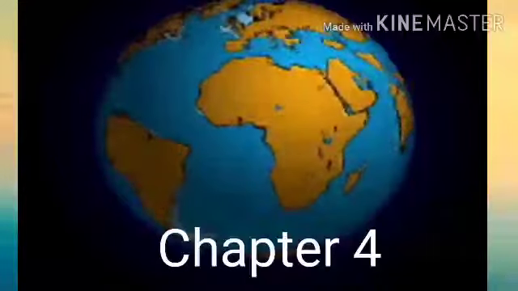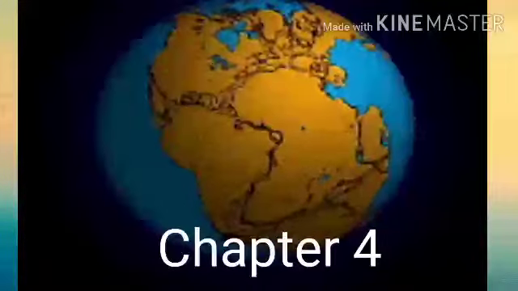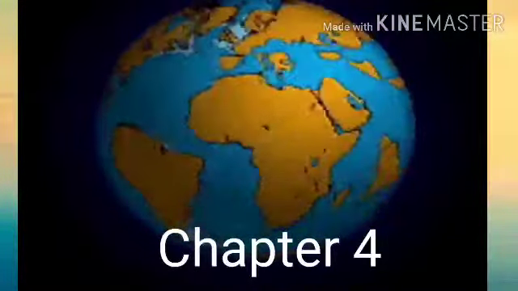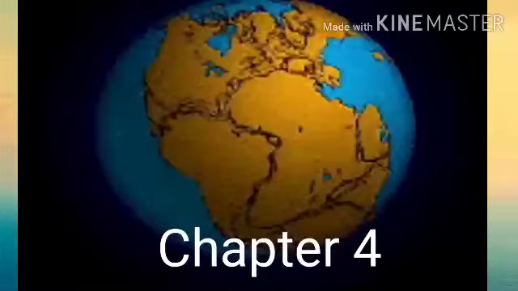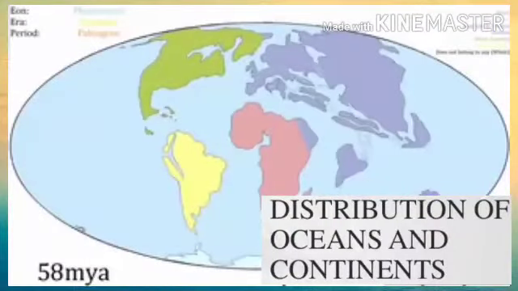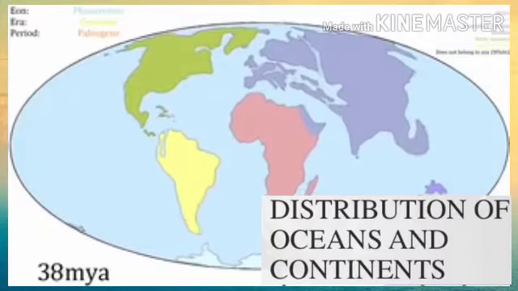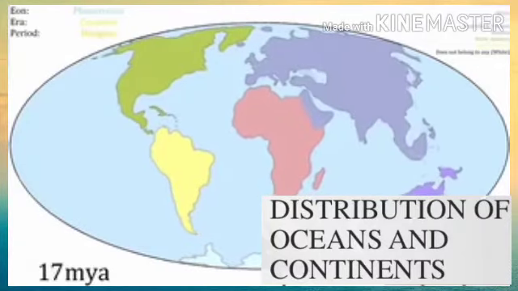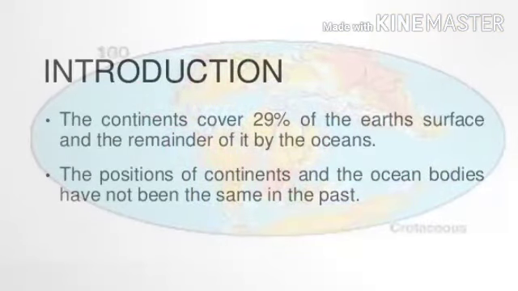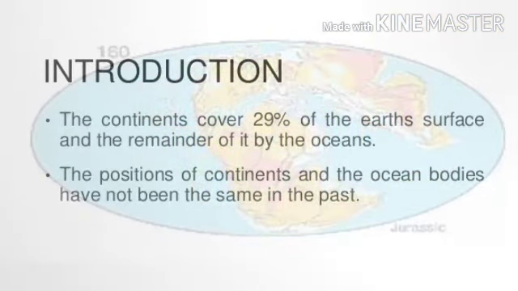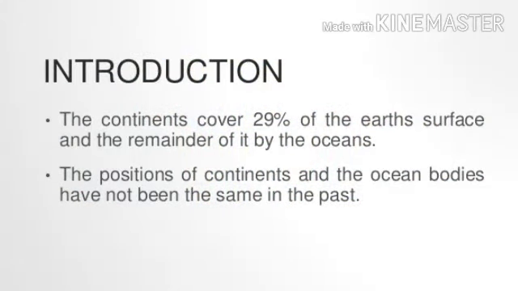Students, today we are going to start our fourth chapter, which is distribution of oceans and continents. In the last chapter, we have already studied about the interior structure of the earth. You all know about the world map, how the earth is looking nowadays.